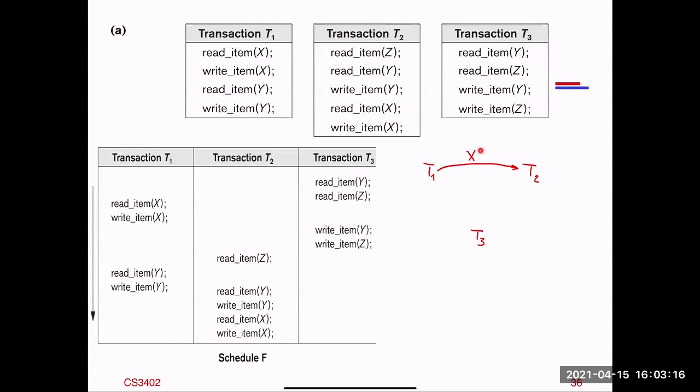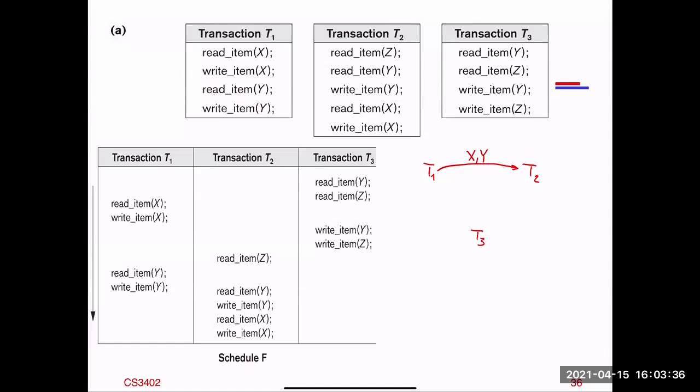Anything else that I need to label this edge with? Also Y, right? Because down here I have this write operation, so I'm writing item Y. And also here I'm writing item Y. So these two writes will conflict, so we'll also need to add a Y here.